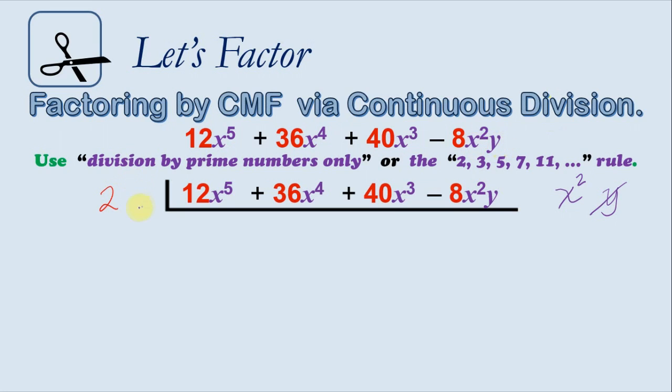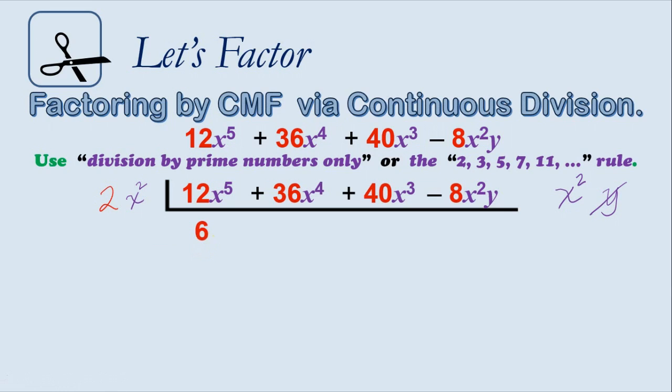Hence, x squared is the GCF of the variables as well as the variable divisor. Joining the number divisor 2 with the variable divisor x squared, that gives us 2x squared as the first complete divisor. We can now proceed with the division process. By dividing 12 by 2, we get 6.